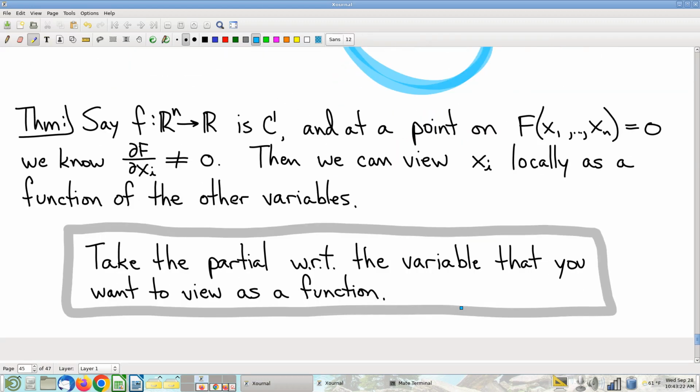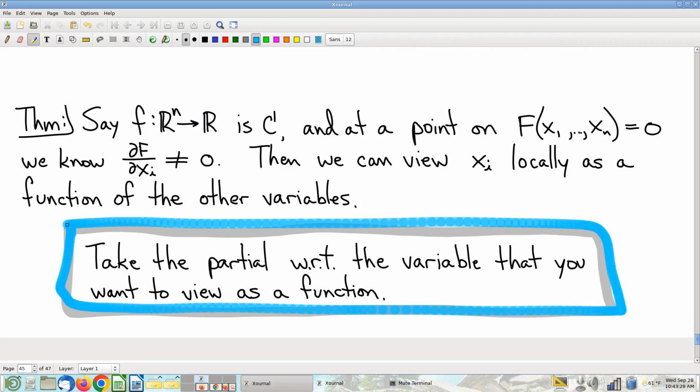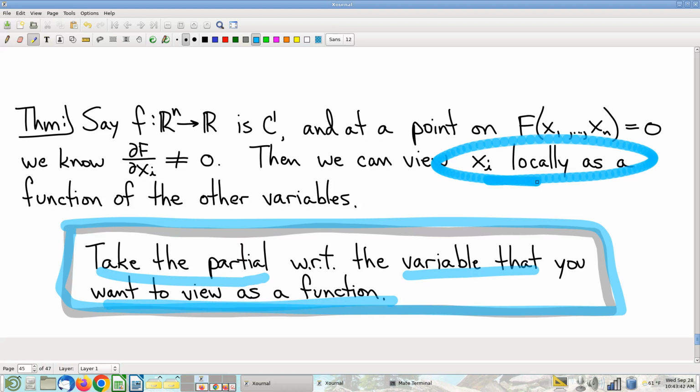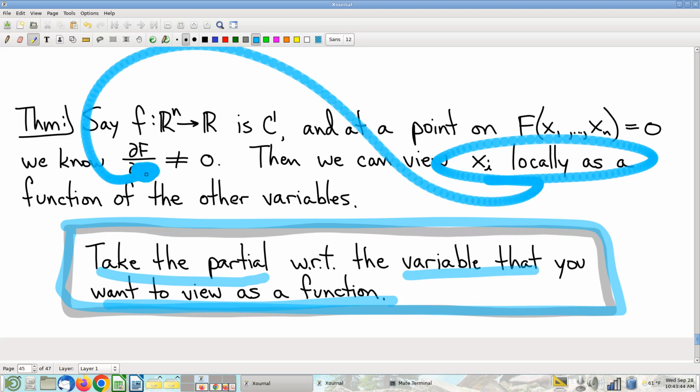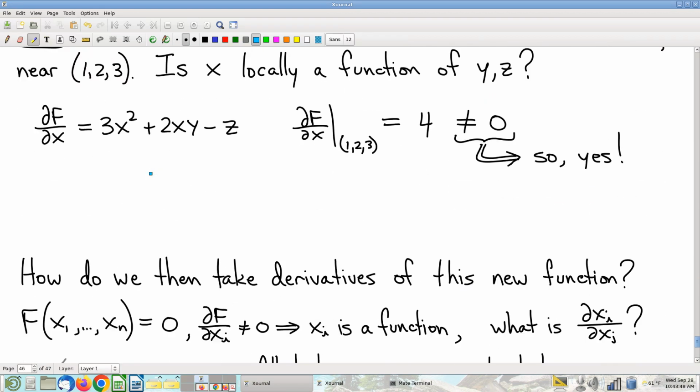And so I've got that written here in the statement of the theorem, and again, here's the easy to recall takeaway. Take the partial with respect to the variable that you want to view as being a function. The one that wants to be a function. So in particular, wanting to view xi as a function, I take the partial with respect to xi. All right. Let's see an example.